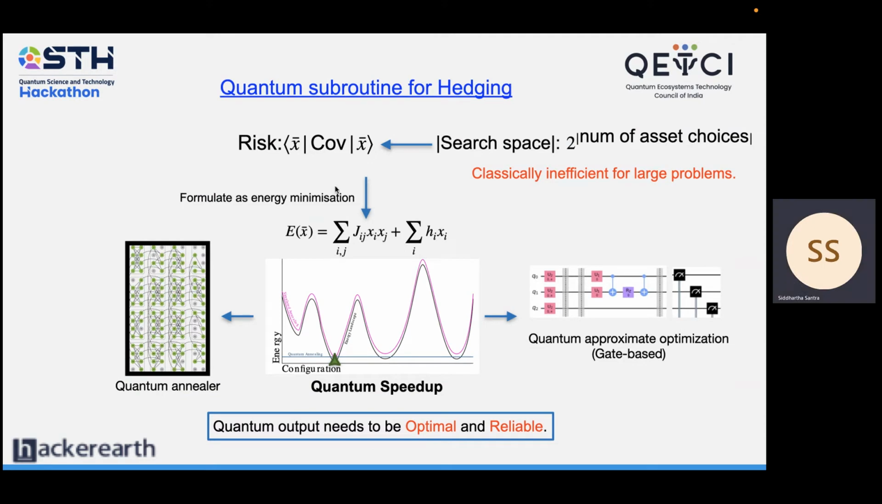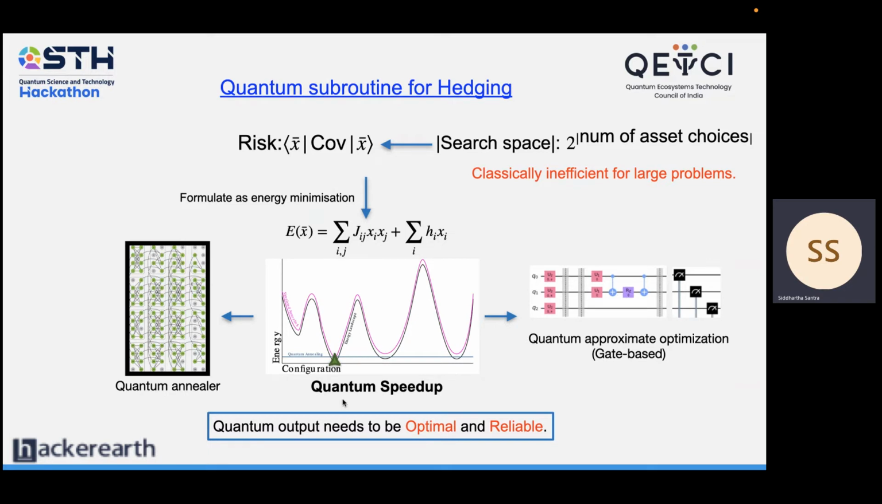This mathematical problem of risk minimization, if performed classically, can be inefficient because the number of possible allocation vectors grows exponentially with the number of asset choices. However, one can formulate this risk minimization procedure as an energy minimization procedure, and then we can use quantum fluctuations to explore the energy versus configuration landscape such that quantum fluctuations can help us jump out of local energy minimum traps and find the true global minimum.